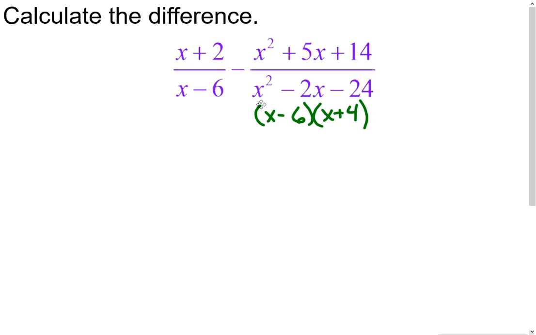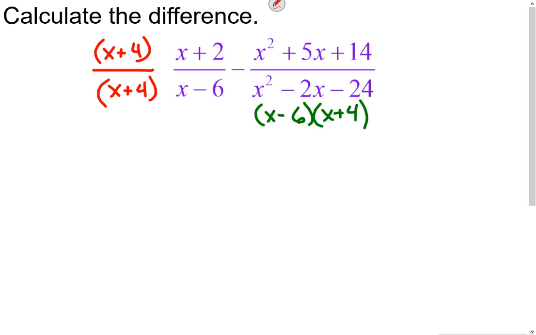And then the way I like to find a common denominator is I just ask myself, what is each denominator missing that the other one has? So when I start with this first fraction, it has an x minus 6 as a factor, but it's missing the x plus 4. Therefore, I'm going to have to multiply this denominator by x plus 4, which then means I have to multiply the numerator by x plus 4.